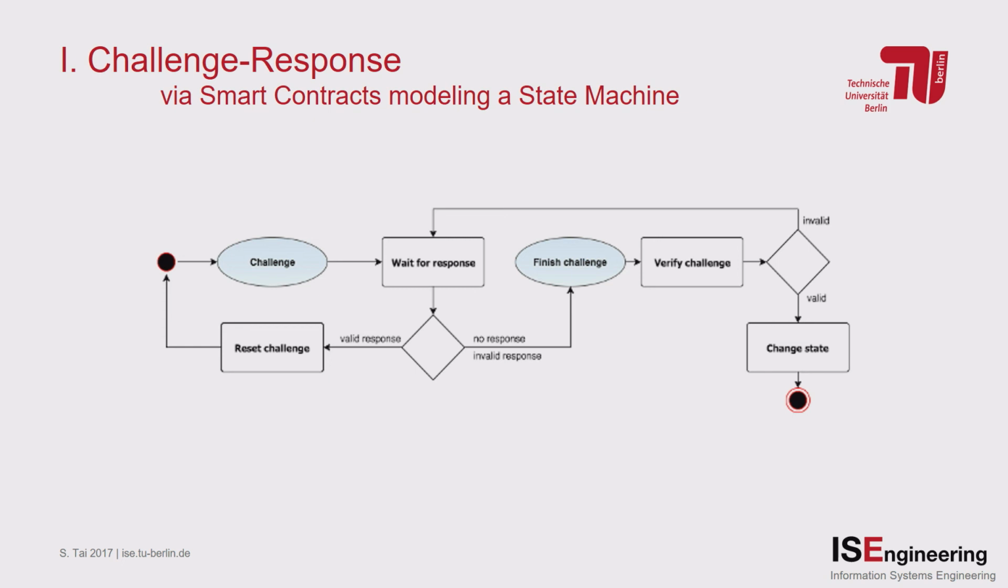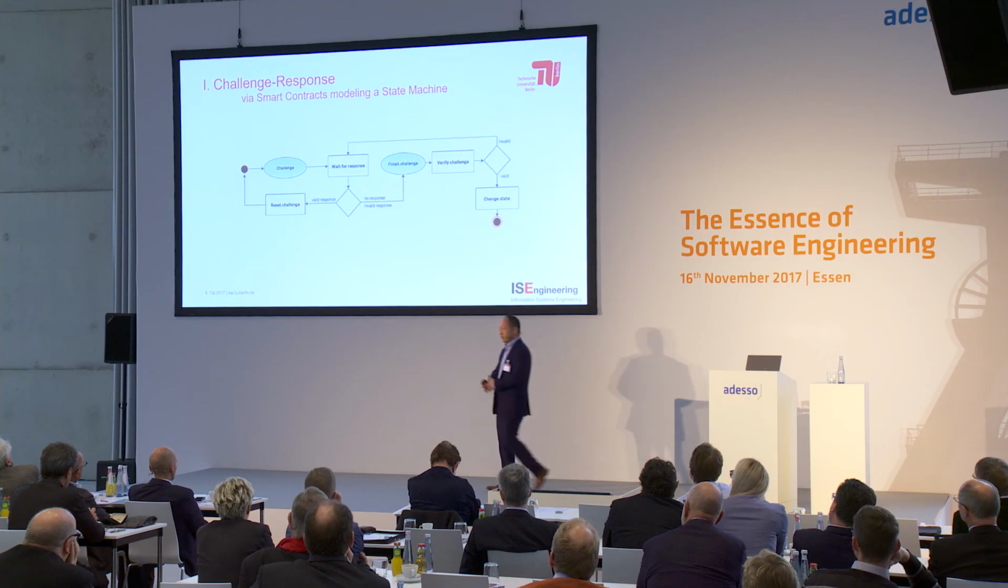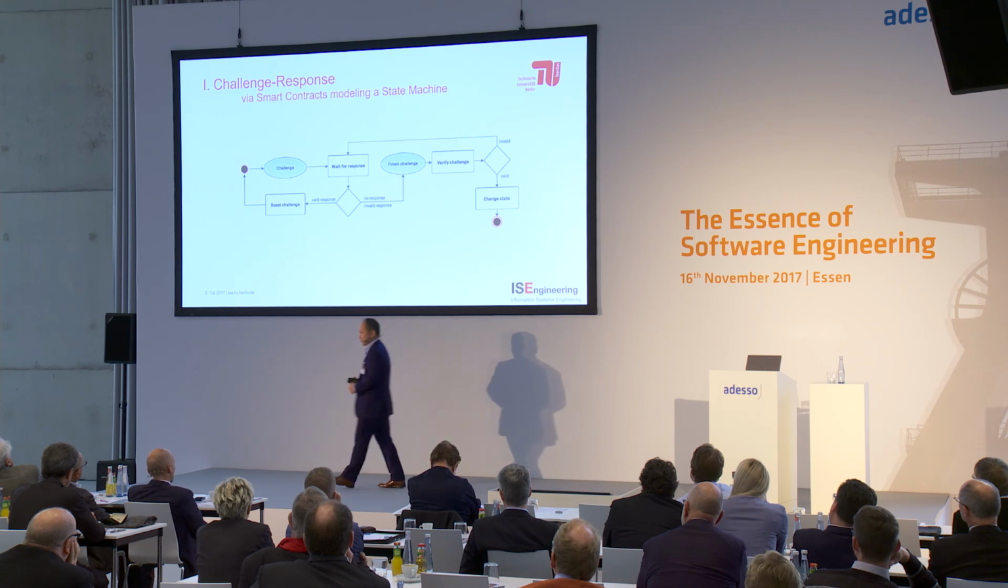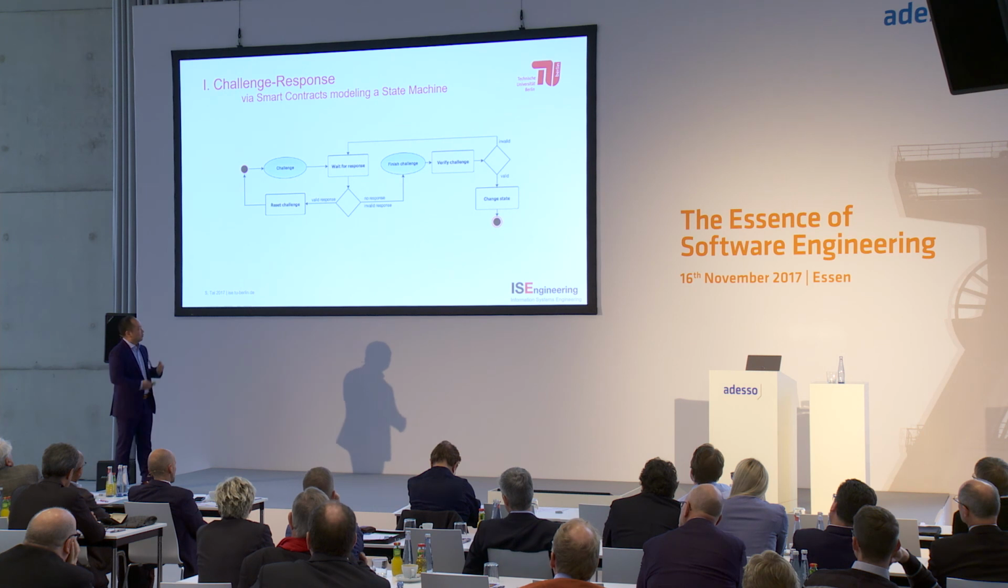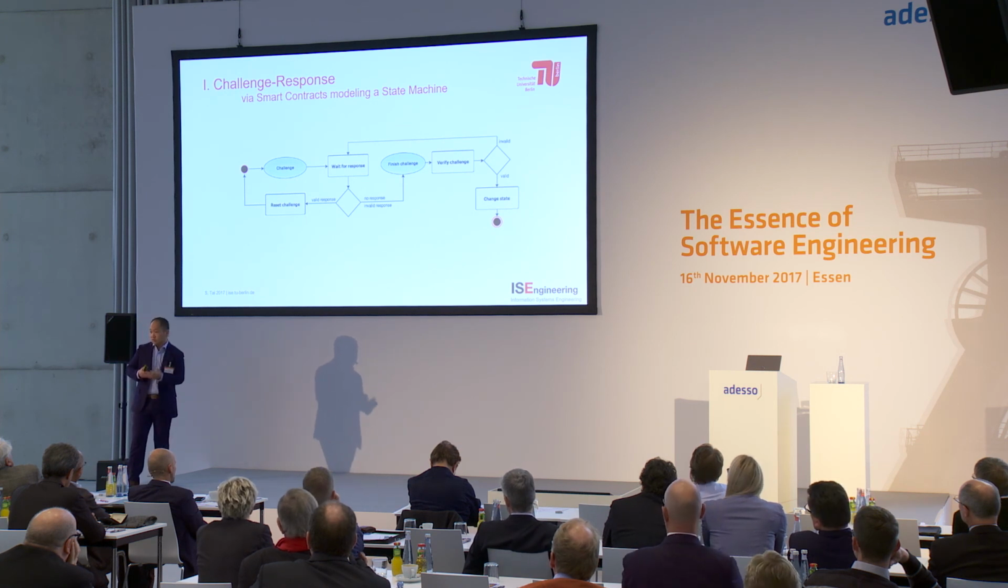So use smart contracts to model a state machine. Actually executing a state transition is cheap. Computing a state transition, however, is expensive. So why not just do that off-chain and then use a challenge response model? It's just like we do.